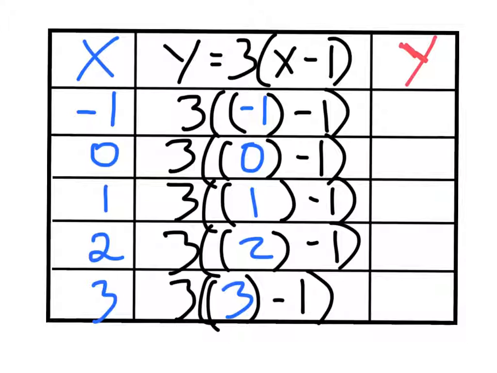Great. Now I know that we always do what's inside the parentheses first. So I'm looking at this right here, and I can see it's negative 1 minus 1. And negative 1 minus 1 is negative 2. And then because these are in a parentheses, we're going to be multiplying negative 2 by 3. And negative 2 times 3 is negative 6. Here we've got another one. 0 minus 1 is negative 1. And negative 1 times 3 is negative 3.